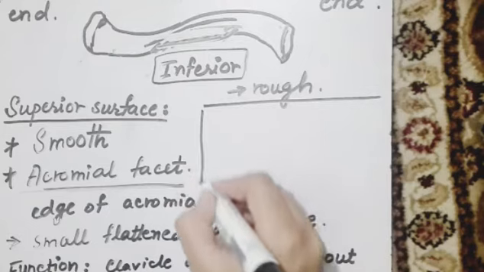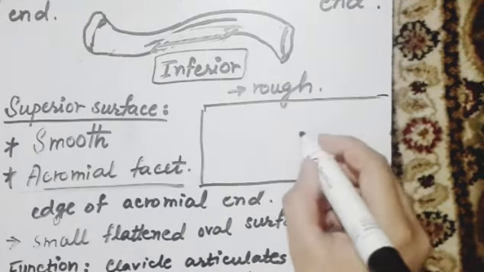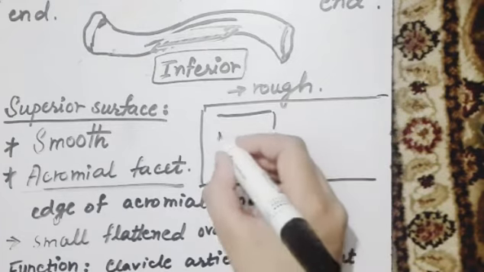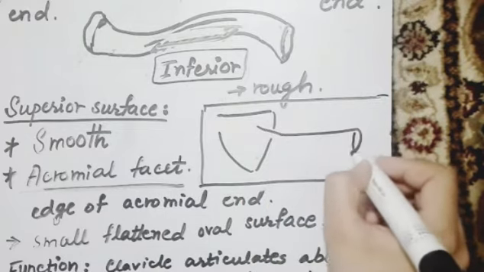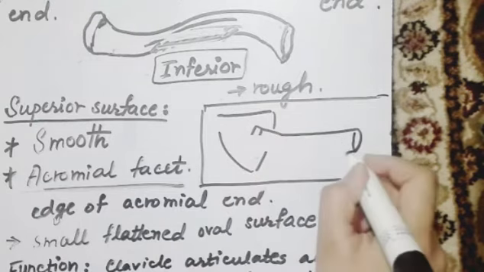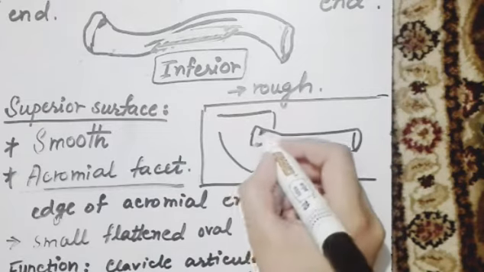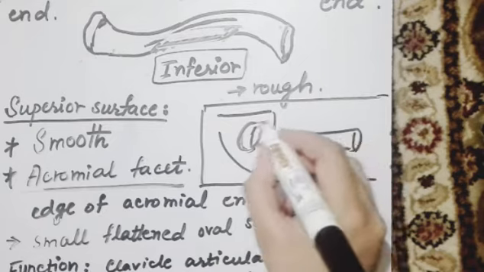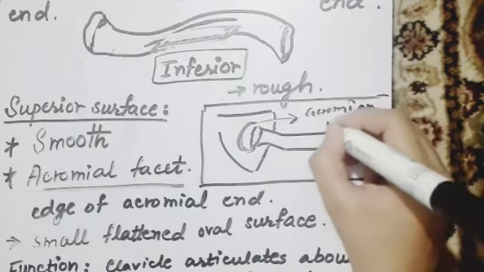Let me just elaborate it for you by drawing a diagram. So this is your scapula and this is the clavicle. I'm actually showing you the acromioclavicular joint. Just don't mind the diagram, by the way. This is the acromioclavicular joint that the clavicle and acromion process of scapula make together.